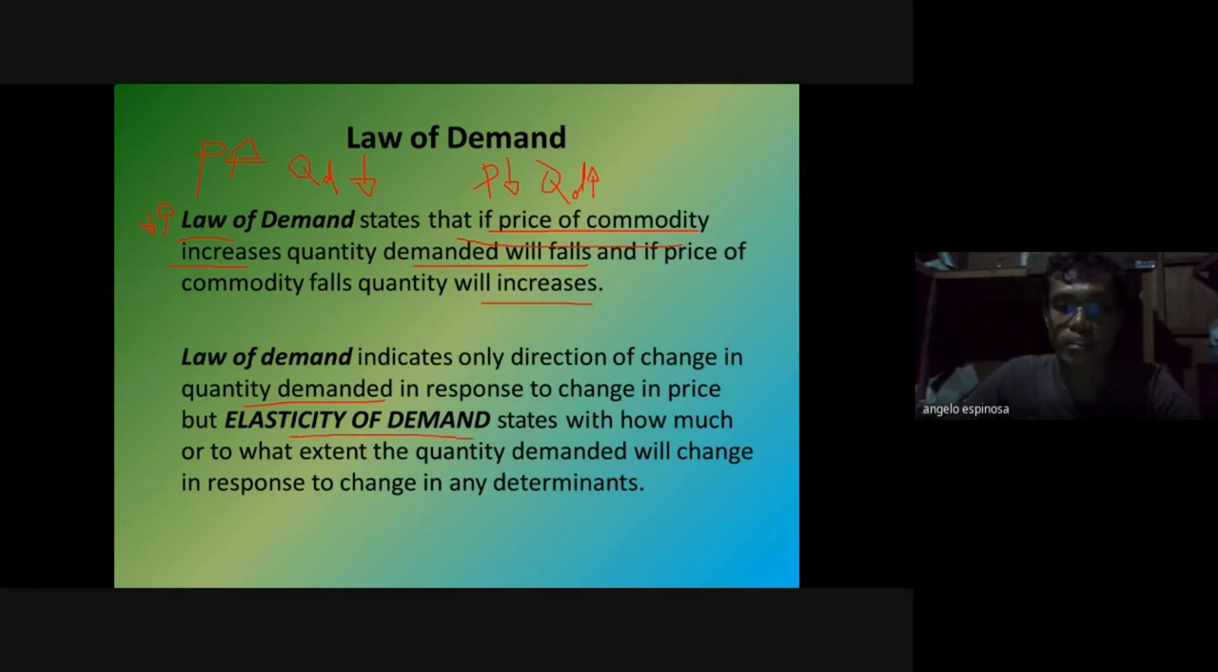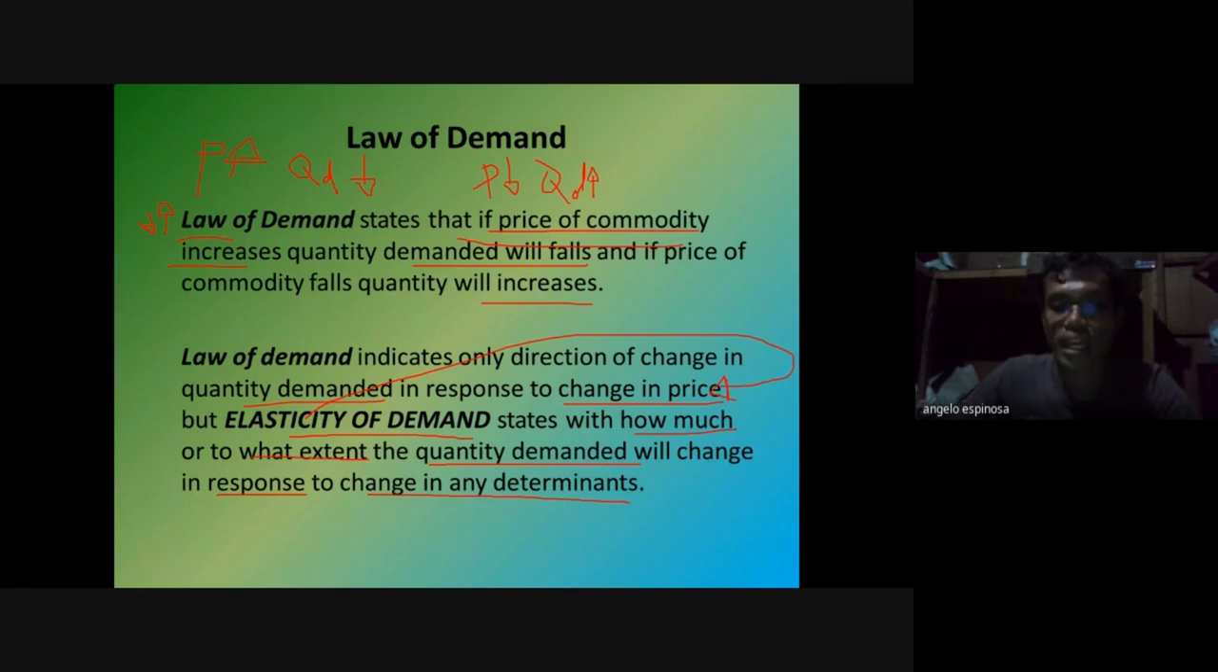Of elasticity of demand. So, ano ibig sabihin ng elasticity of demand? It talks about the changes in the price, no? Pag may malaking changes doon sa price, nagkakaroon ng changes sa curve ng demand, okay? So, nagkakaroon siya ng changes sa curve ng demand. Elasticity of demand states how much or to what extent the quantity demanded will change in response to a change in any determinants.